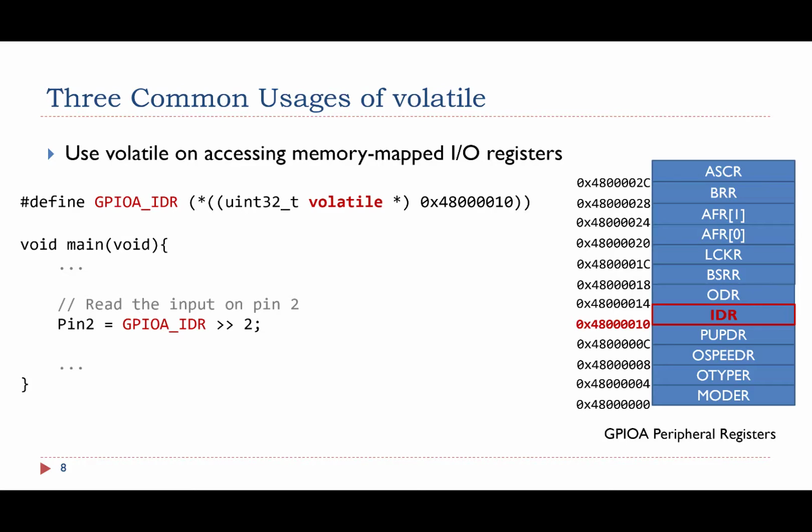In embedded systems, there are 3 common usages of volatile. First, we should use volatile on accessing memory-mapped I/O registers. For example, we should declare the input data register of GPIO as a volatile unsigned integer, as external digital input signal may change at any time. The volatile qualifier ensures that software always reads the latest value of the input data register, IDR, whenever IDR is referenced in the source code.